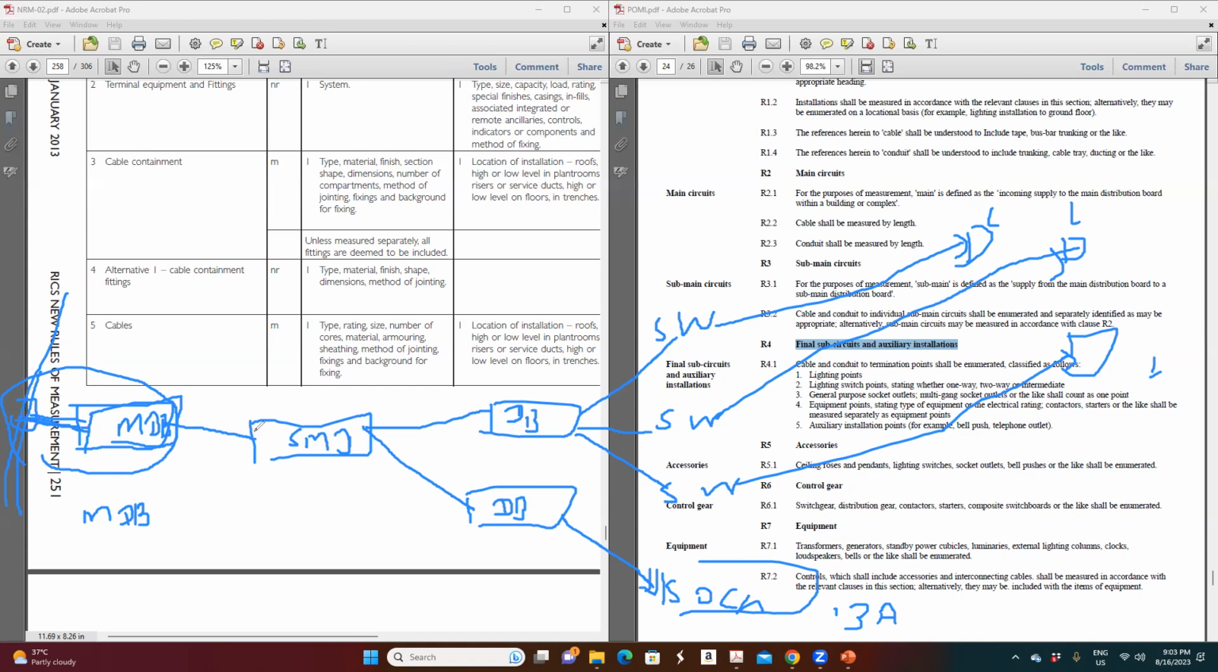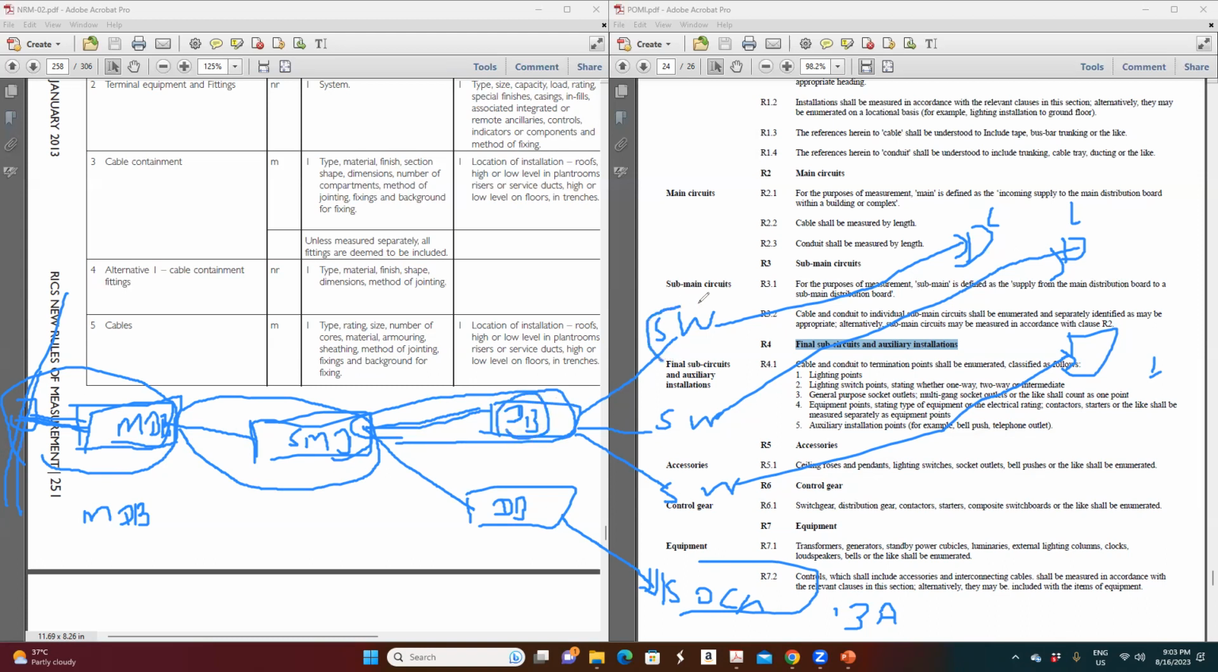So the cost of SMDB when you're pricing it includes the cables or wires or whatever it is. And when you say DB, this cost is included here. The cost of the wires coming from SMDB to DB is included under this DB price.